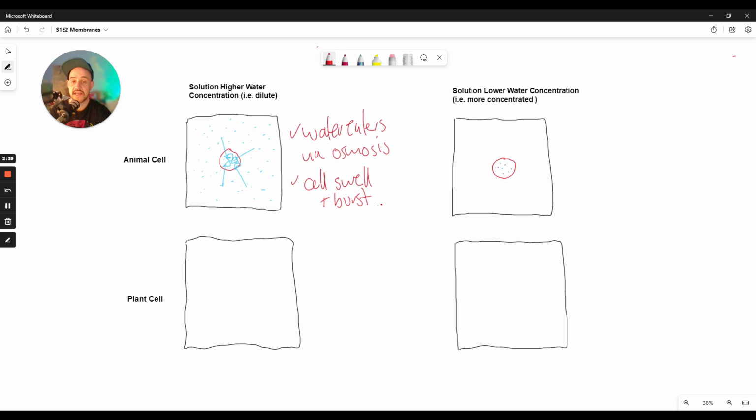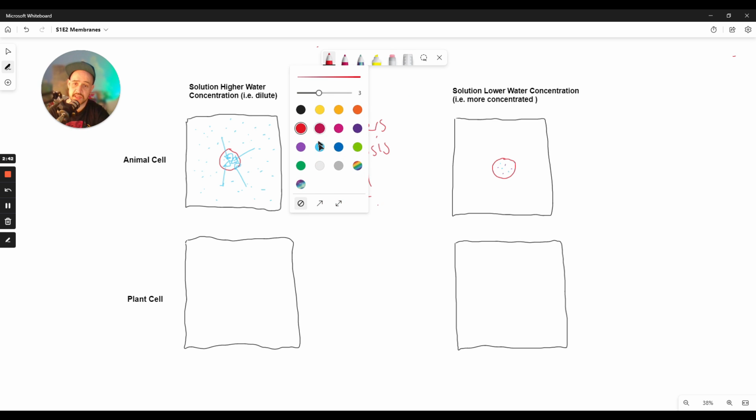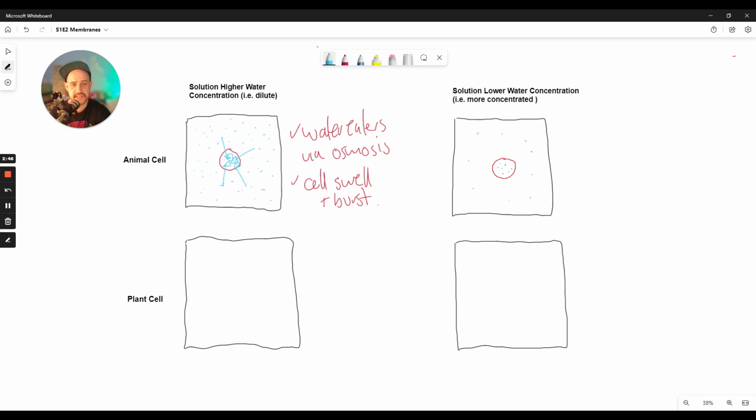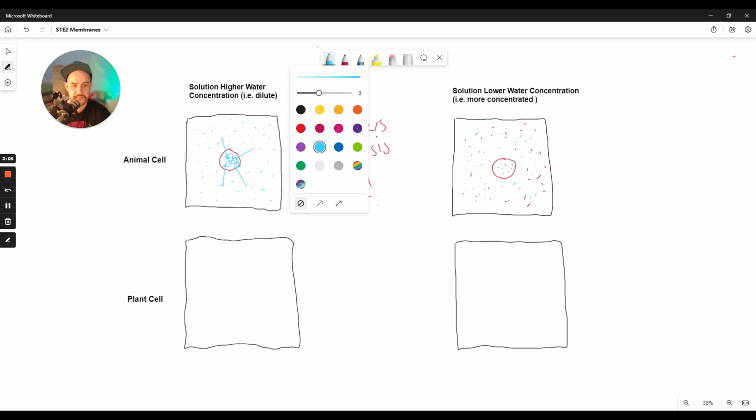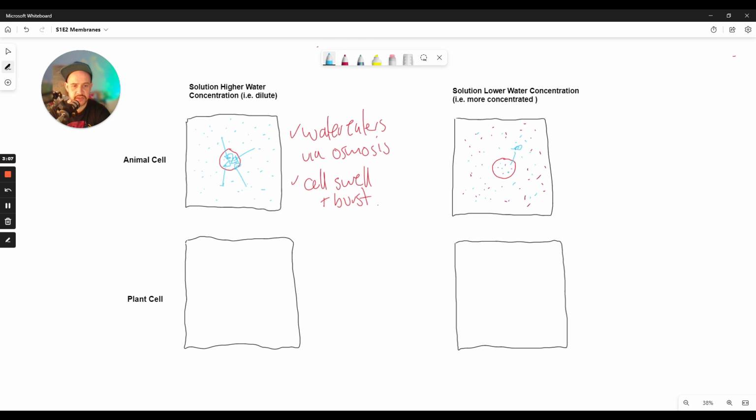Now, on the flip side, if you have an animal cell and you put it in a more concentrated solution, so I'm going to add my water here again. But this time, imagine this was a really salty solution. So I'm going to add lots of our salts here. So it has a lower water concentration than inside the cell. Water is going to move by osmosis from inside the cell to outside, so the opposite direction here. Water will move out of the cell and into the solution.